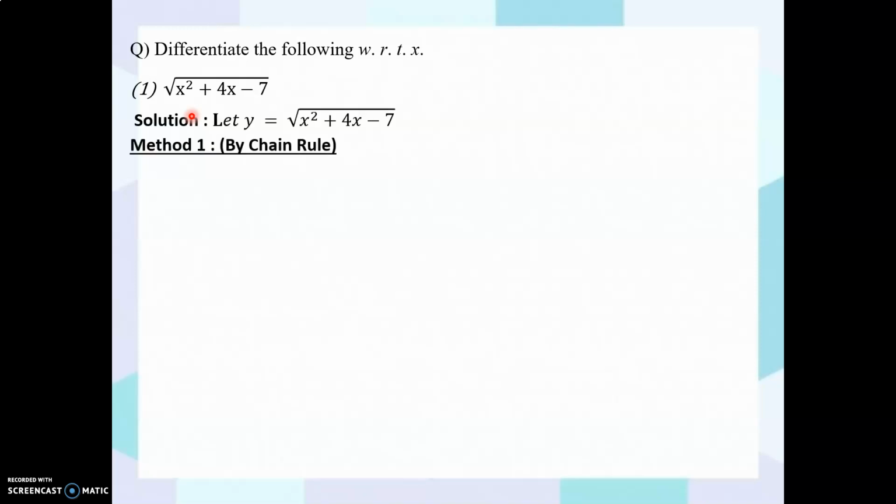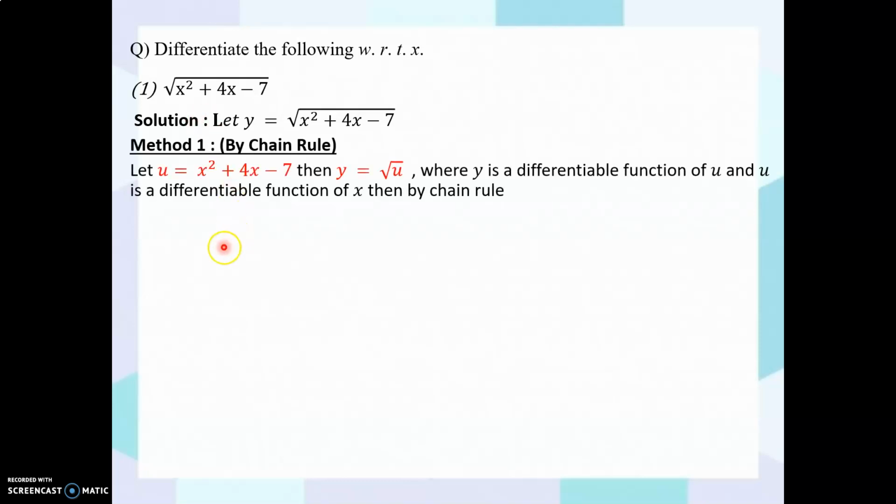So we are using chain rule first. Let u is equal to x square plus 4x minus 7. Then this function y will become y is equal to root u, where y is a differentiable function of u and u is a differentiable function of x. Then by chain rule, dy upon dx is equal to dy upon du into du upon dx. This is equation number 1.